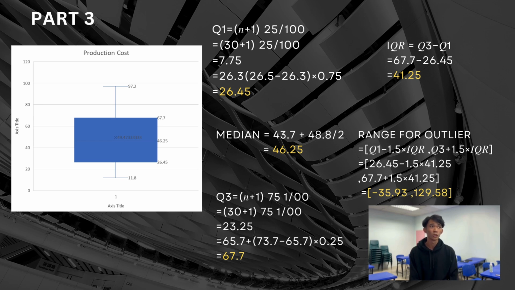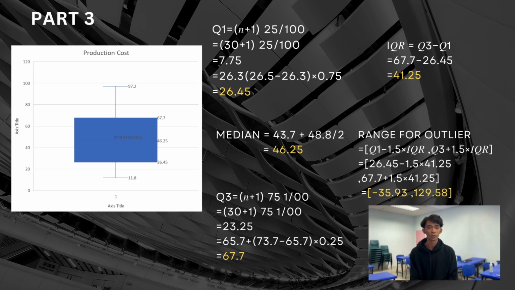BB233170005. I will be presenting part 3. In part 3, we will have production cost and profit margin, and I will calculate Q1, Q3, median, and also the box plot. So the minimum point for production cost is 11.8, while the maximum point is 79.2.